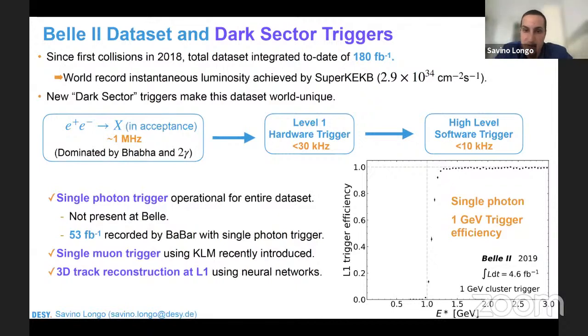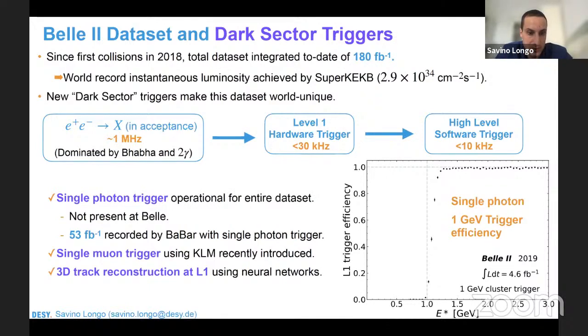So at Belle II, we have a two-stage trigger. Level 1 is a hardware-based trigger, and this brings the rate down to about 30 kilohertz. Then the high-level trigger is software-based and brings it down even further to 10 kilohertz. So going from 1 megahertz to 10 kilohertz, we want to save our interesting dark sector signatures, and this is where these dark sector triggers are being introduced.